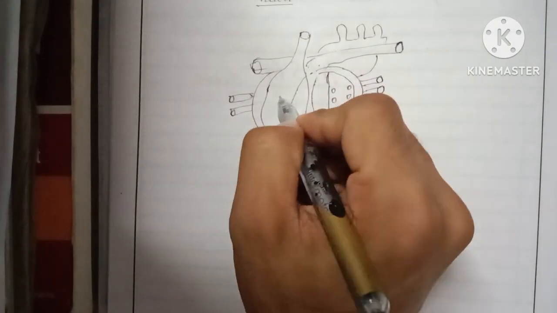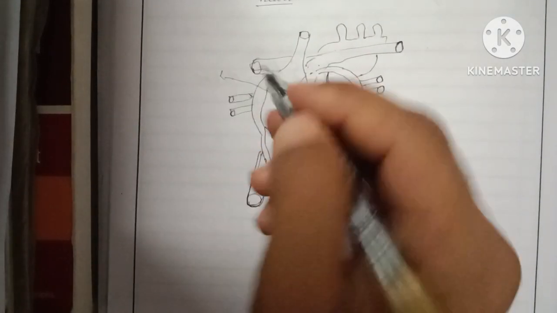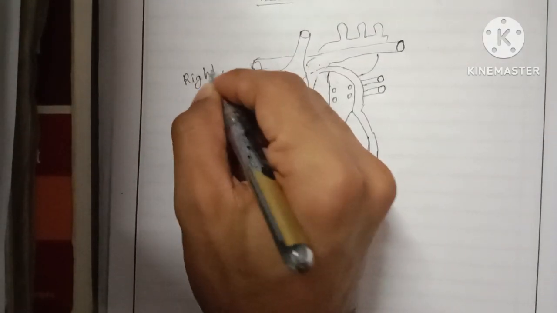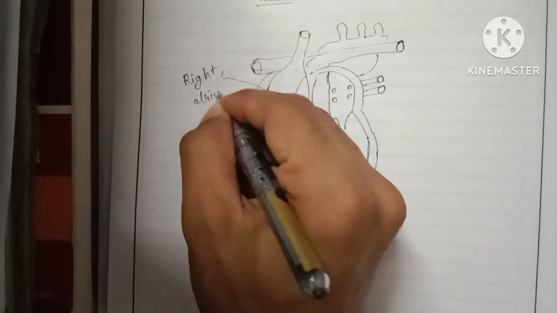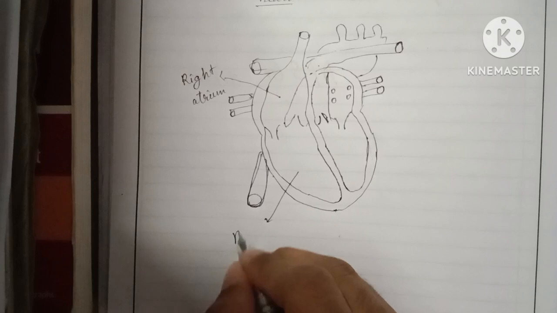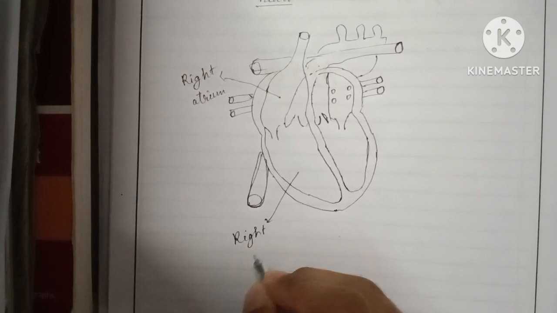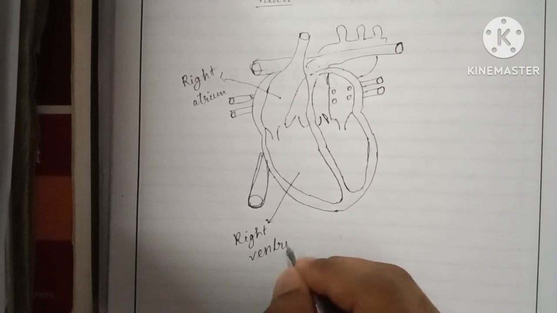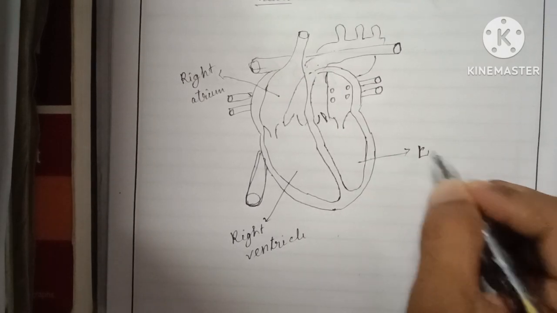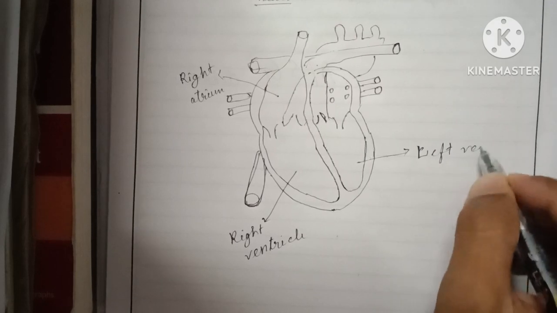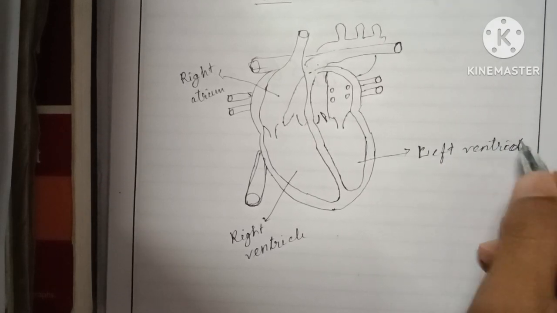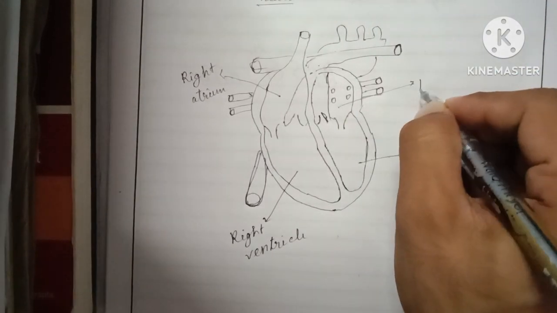So this part of this heart is called right atrium. This part is called right ventricle. This is left ventricle. And this is a left atrium.